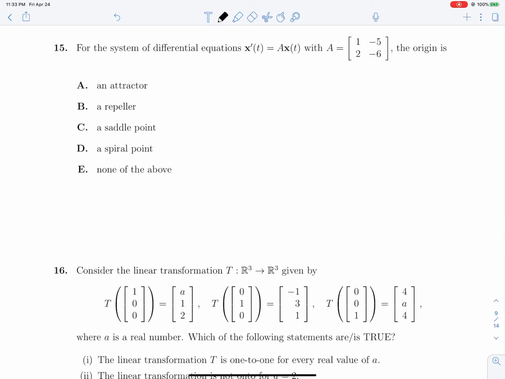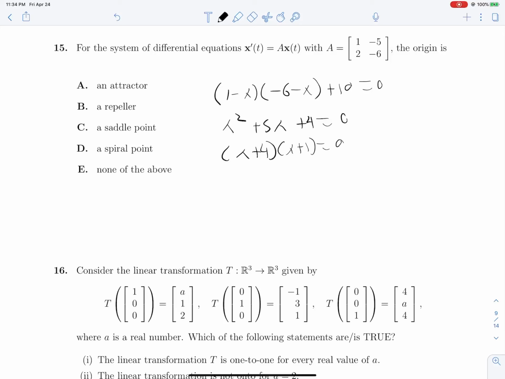15, for the system of differential equations given here with A of 1, 2, negative 5, negative 6, what is the origin? So we need to find the eigenvalues of A. That's solving (1 minus lambda) times (negative 6 minus lambda) plus 10 equal to 0. Lambda squared plus 5 lambda minus 6 plus 10, so plus 4, equals 0. (Lambda plus 4)(lambda plus 1) equals 0, so lambda is equal to negative 4 and negative 1.